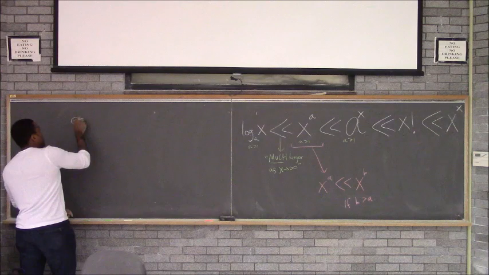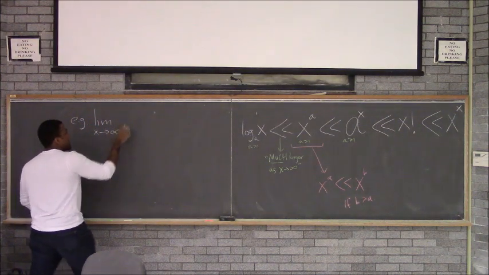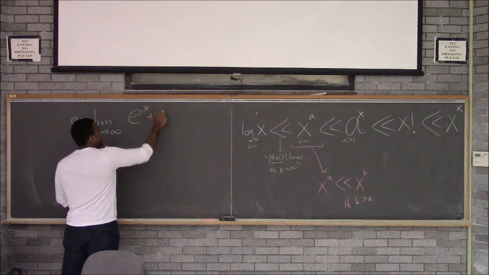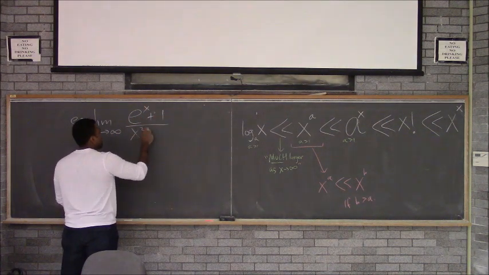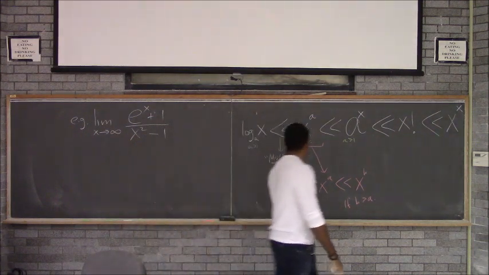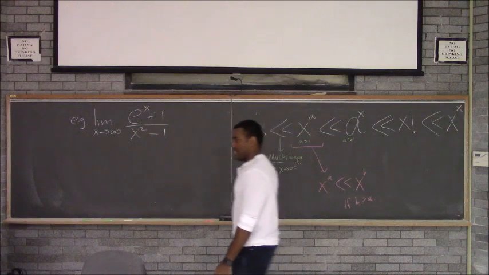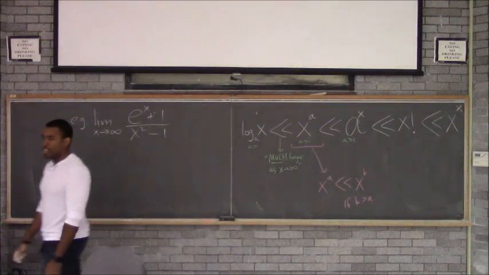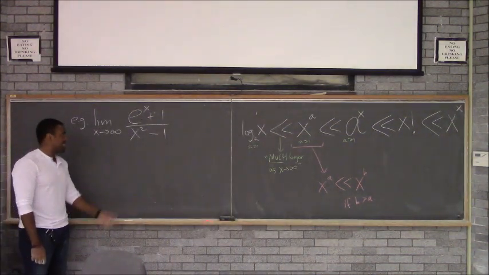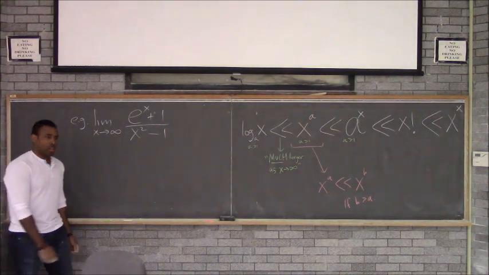So if I look at this example, I see something like that. This is a random limit that shows up on an exam. The first thing I'm going to try to do is plug in the number. But what does it mean to plug in infinity? It doesn't even make any sense.